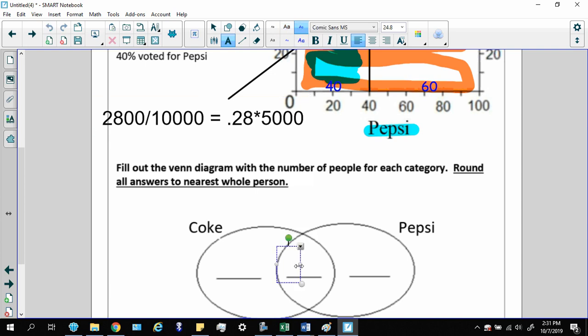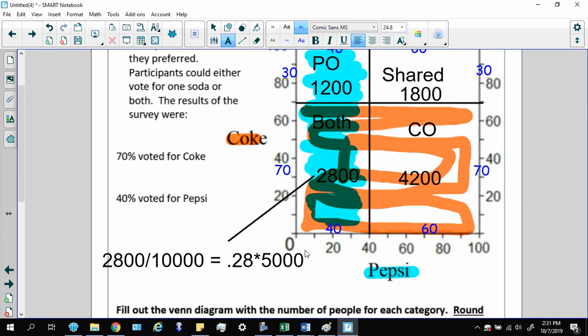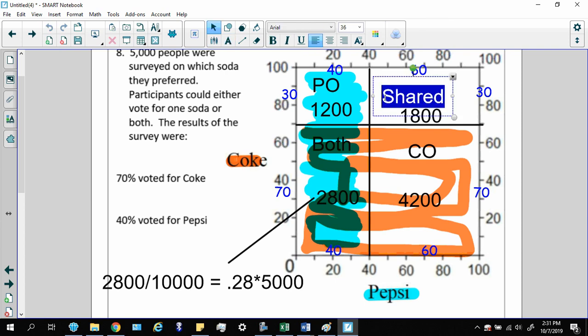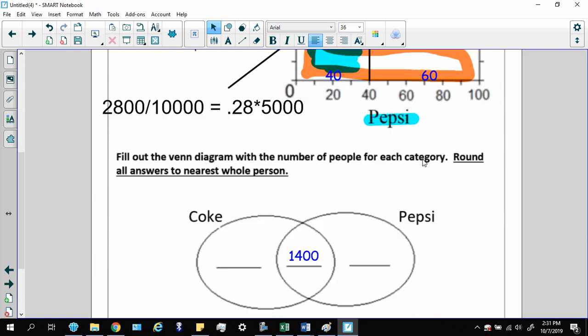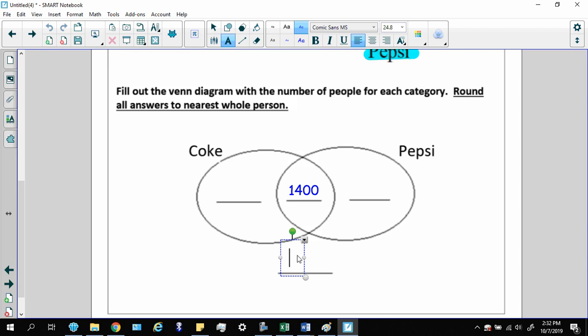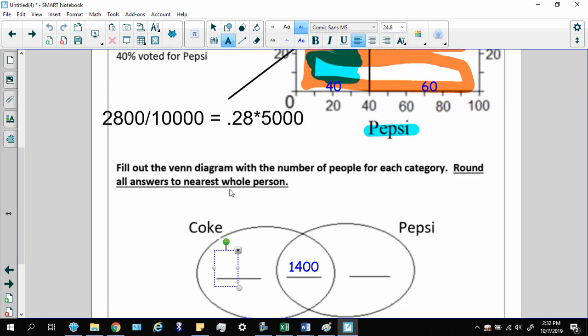Now, most of you guys kind of get this, so I'm going to kind of speed up a little bit. All right. Let's see. I don't know why I put shared there. You're probably already yelling at me. That's the neither. Sorry. My bad. So the neither is 18%. So that's 18% of 5,000. So 5,000 times 0.18, that gives me 900. The Coke only, that was 42%.